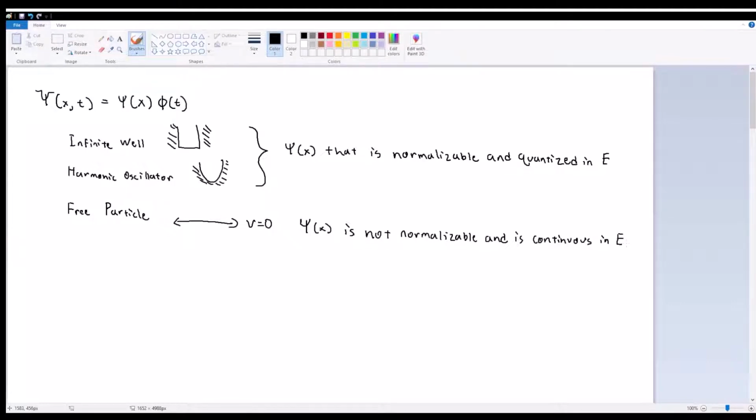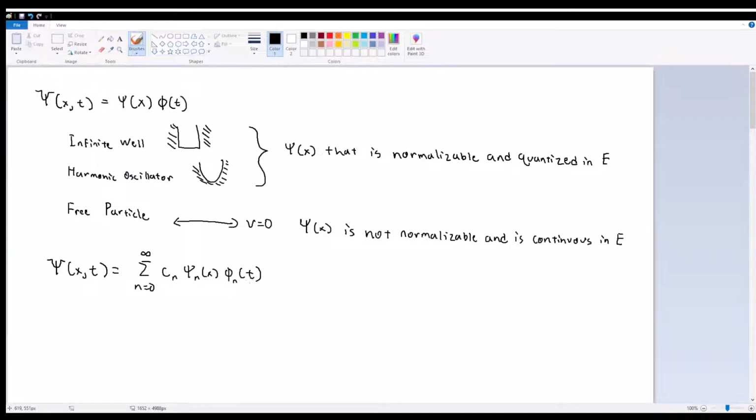Now, regardless of whether the stationary state is realizable or not, in all three cases we solved for psi of x comma t, which is the more general form that depends on x and time, via the completeness theorem. It basically said that we can express this as a summation indexed by n from 0 to infinity of some coefficient Cn multiplied by psi n of x multiplied by phi n of t.